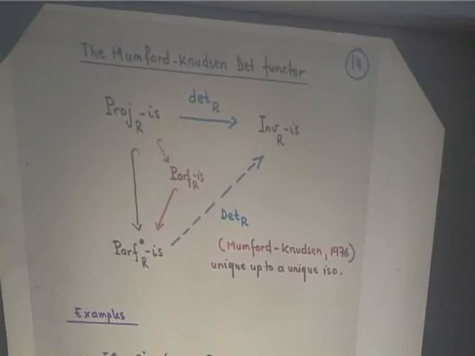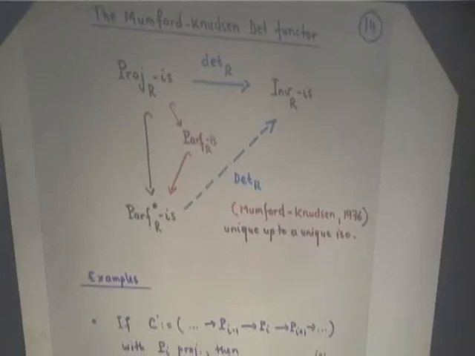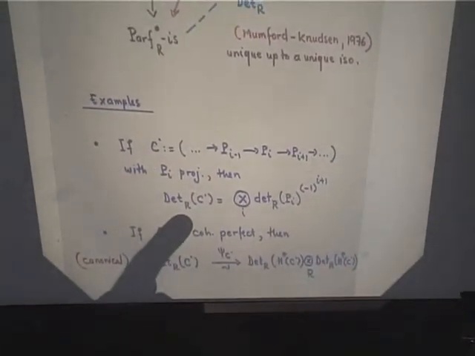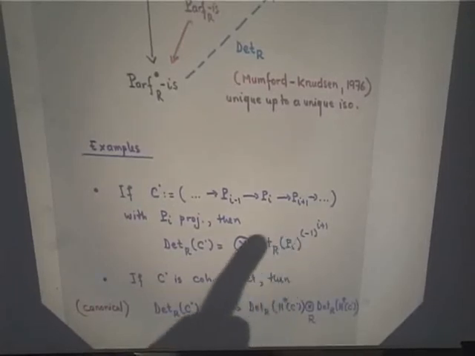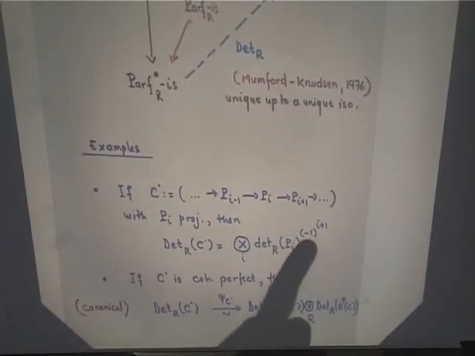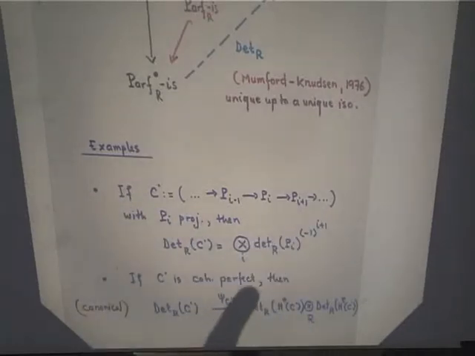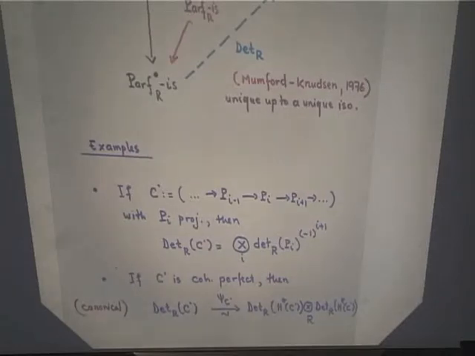It's complicated. I can give you references, but I should give you some examples. So if your complex is made up of projective modules, then the determinant, the Mumford-Knudsen determinant, is just the tensor product of alternating determinants, to the powers plus or minus 1 of the components. So it's the determinant of pi, which we know what it means. This is the classical determinant of a projective module, to the power -1 to the i plus 1. Well, if the power is plus 1, then you know what that means. If the power is -1, then what that means is you take the dual of that module.